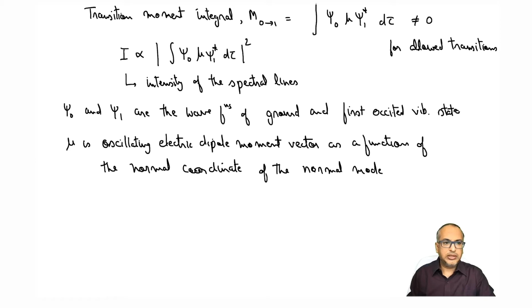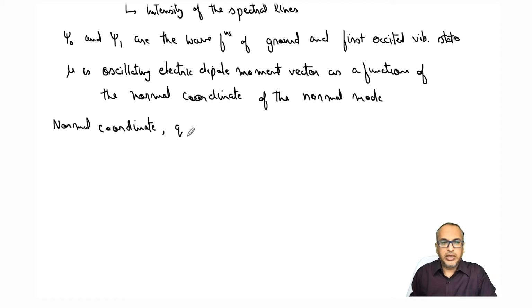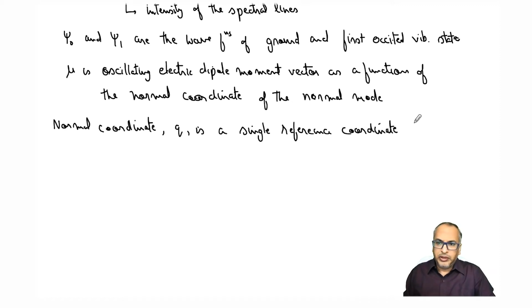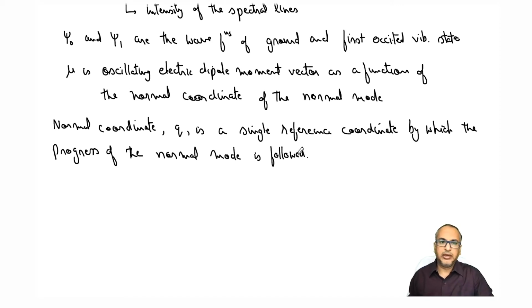So let's define this quantity, normal coordinate, by Q. Q is a single reference coordinate by which the progress of the normal mode is followed. So how that particular vibration is changing the bond length, for example, is followed by a single reference coordinate which is called the normal coordinate.